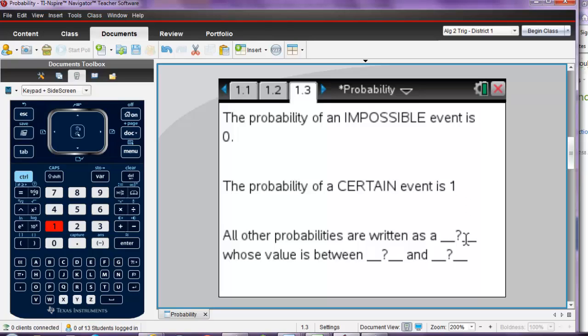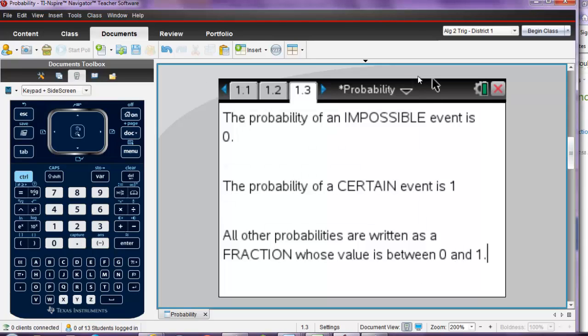Every other probability is written as a fraction whose value is between 0 and 1. So if you do a probability problem and you get an answer that's negative, or you get an answer that's bigger than 1, you've done something wrong. If the probability of an impossible event is 0 and a certain event is 1, then everything else has to be between impossible and certain, between 0 and 1.